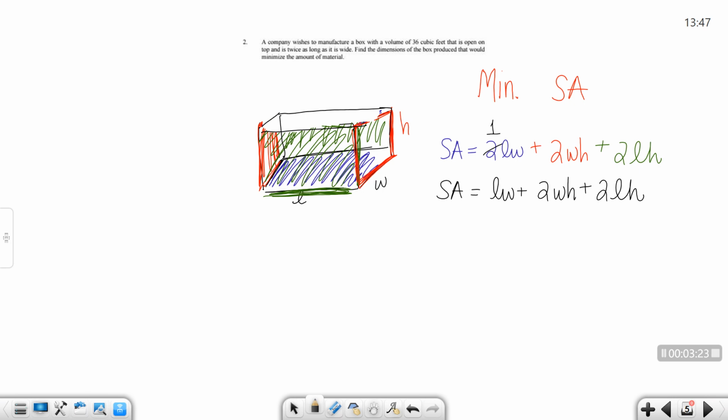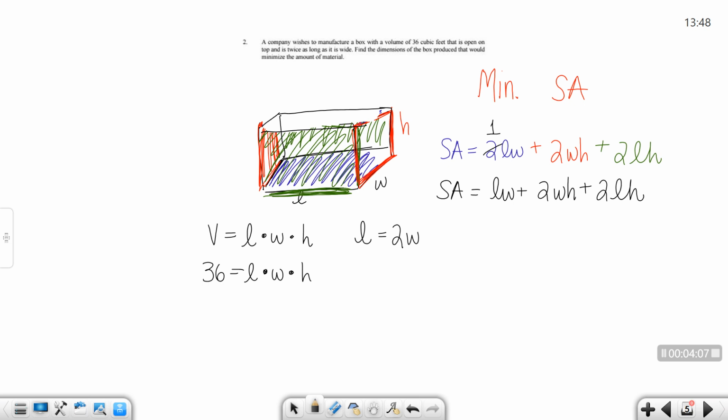Okay, so let's see what we can do with that. Now then, let's read through there. It says, first of all, that it has a volume of 36 cubic feet. Well, the volume of a box is length times width times height, and it tells me that the volume of my box is 36. So we're going to need to use this fact at some point. It also tells me that it's open on the top, which we already considered. It's twice as long as it is wide. So that means the length is twice the width because it's twice as long as it is wide. So that means that you have length equals 2W.